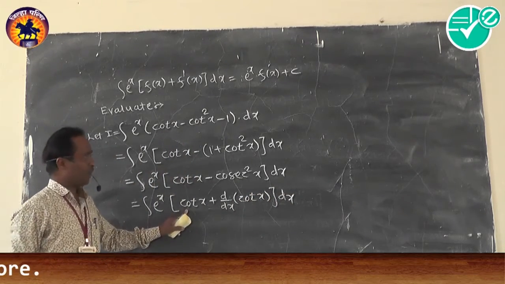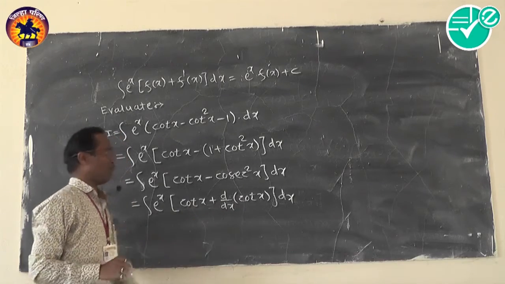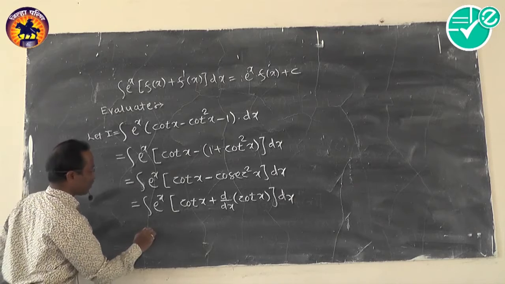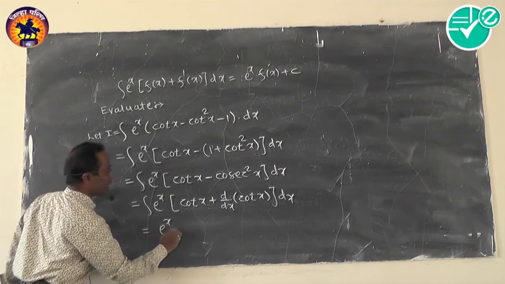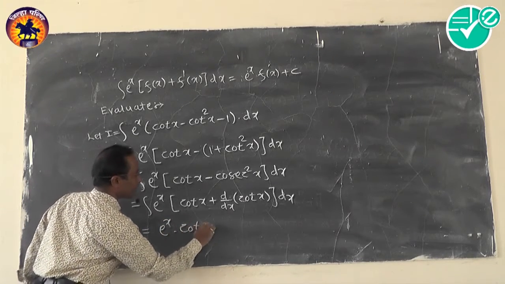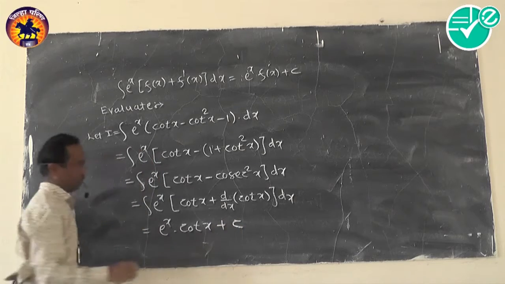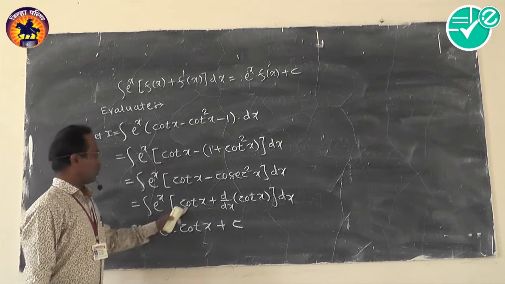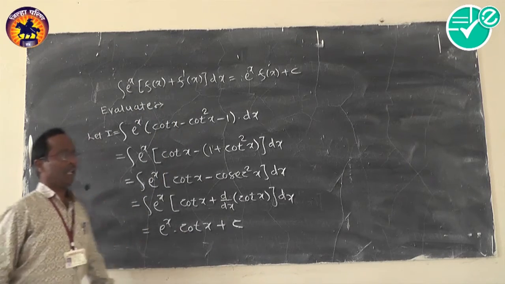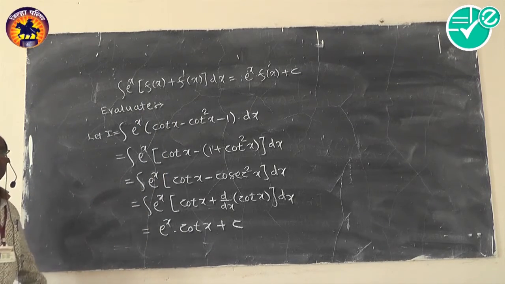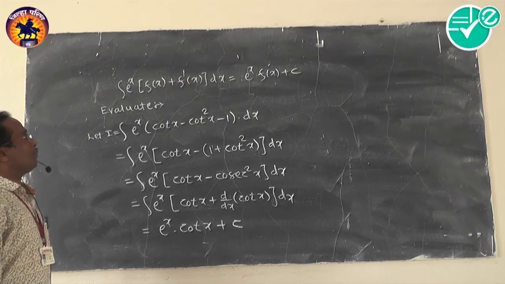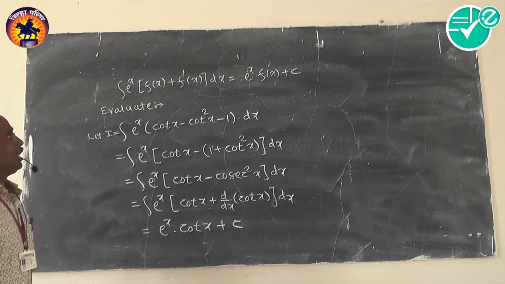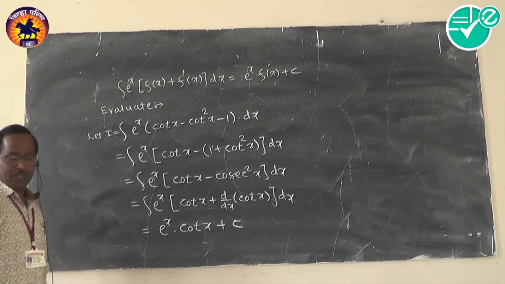This is function f of x and this is f dash of x. Derivative of cot x is minus cosec square x dx. We get e to the power x into cot x plus c. So this is the solution of this example. So we have to apply here this corollary: integral of e to the power x into f of x plus f dash of x dx is equal to e to the power x into f of x plus c.